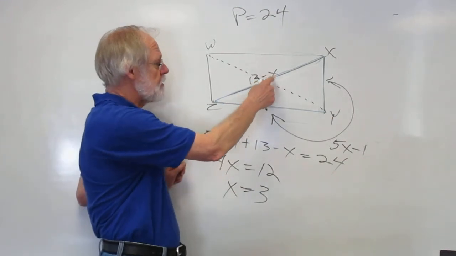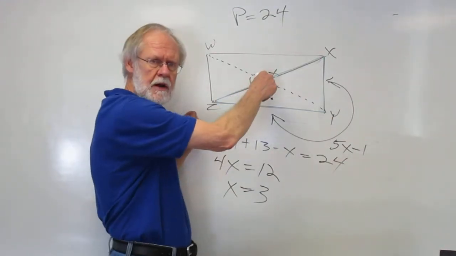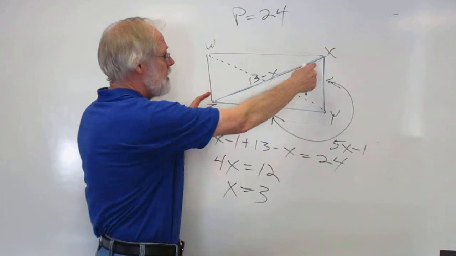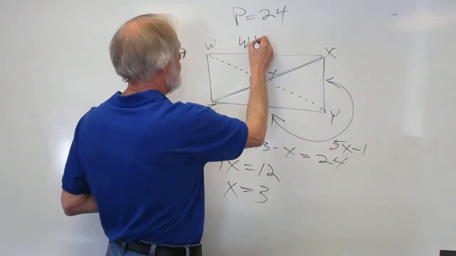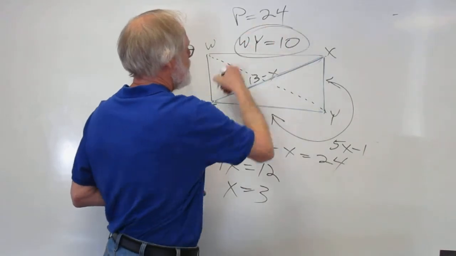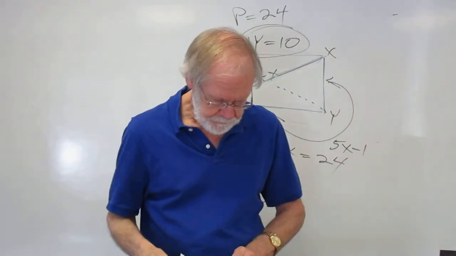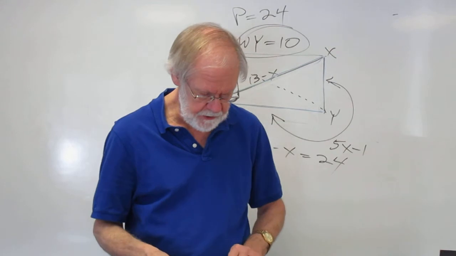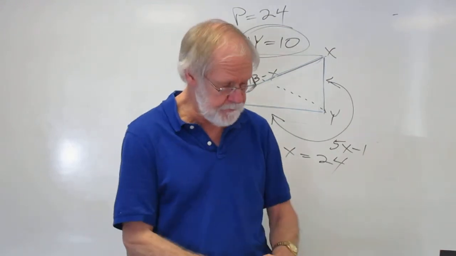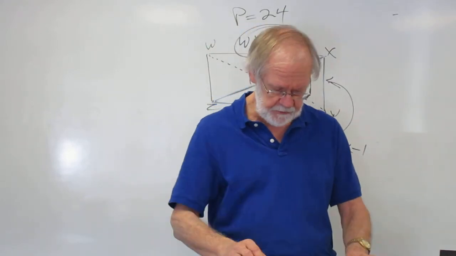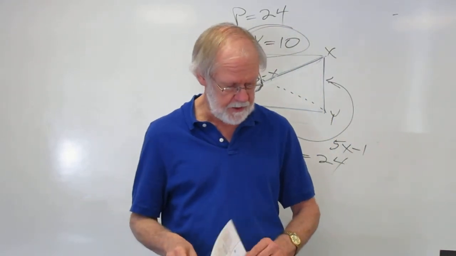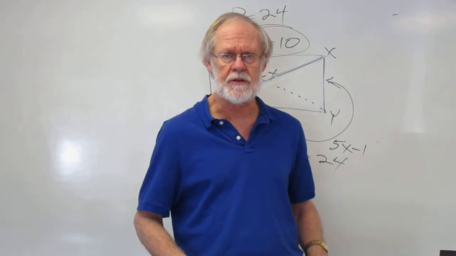If x equals 3, then this side length must be 13 minus 3, or 10. And if that's 10, that's 10. So the answer to the problem is WY equals 10. Those are the two problems I wanted to do in this section. However, in the next video, I'm going to do some challenge problems from section 6.4 before we move on to trapezoids and kites in section 6.5.